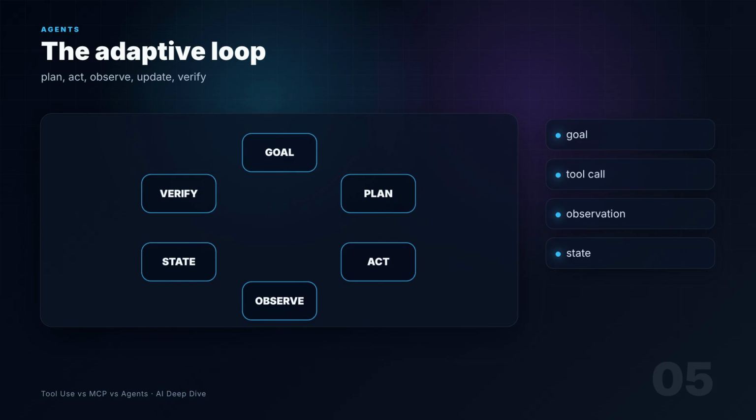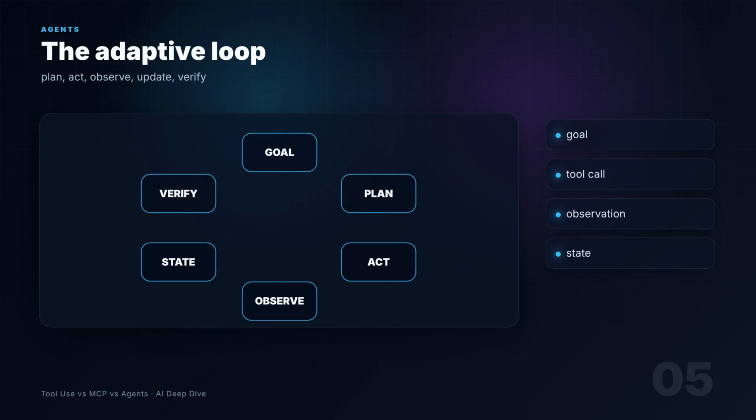This is why ReAct, reasoning plus acting, became such an important pattern. The model is not just answering from memory. It can reason, act, observe, and continue. A coding agent is the easiest example. The user says, "Fix the failing login test."